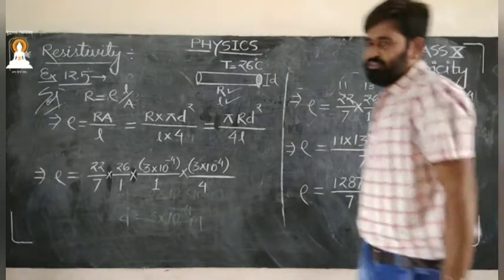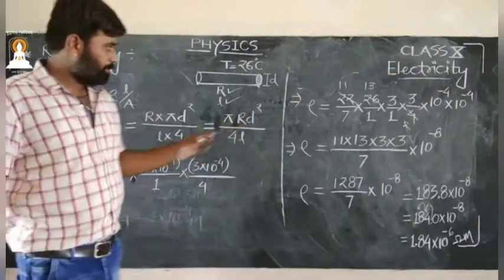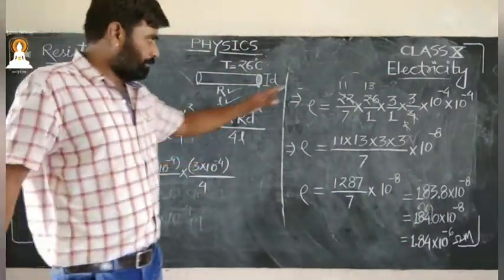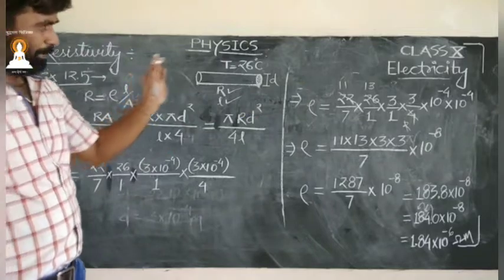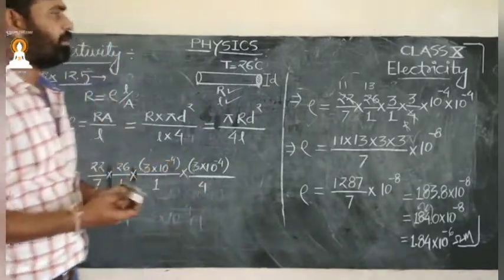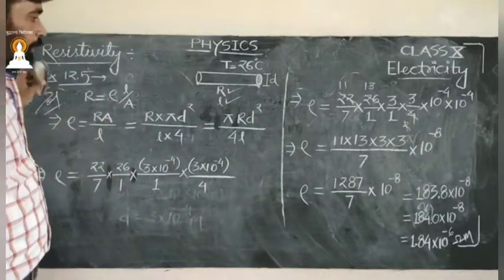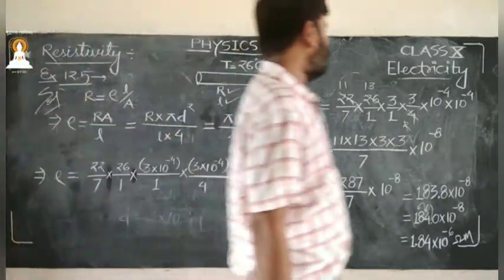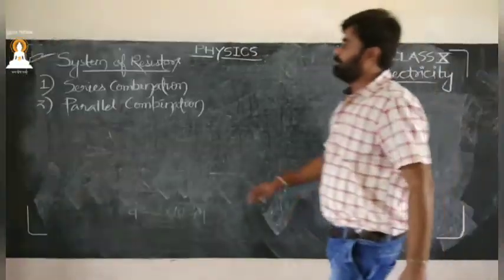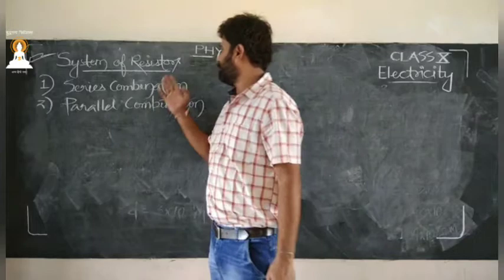Got it? Very simple. Remember this concept, how to solve this 10 raised to power. Now make them separate as we have already discussed in 9th class as well. So this was the solved example. Our next topic is system of resistors.